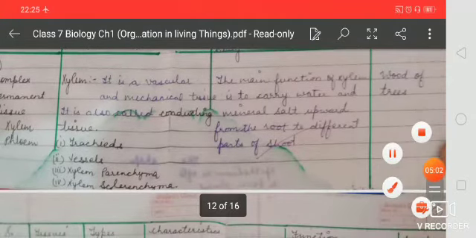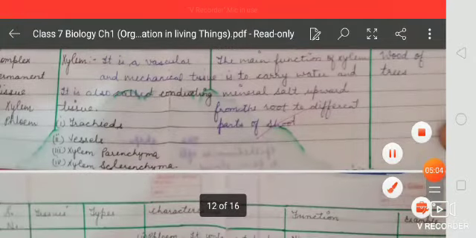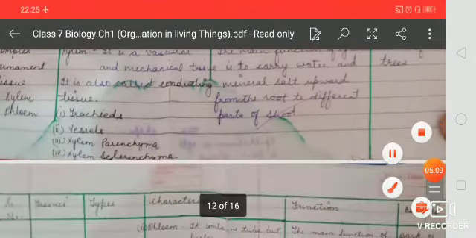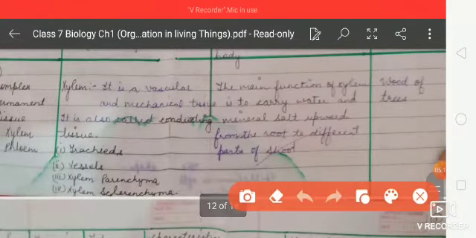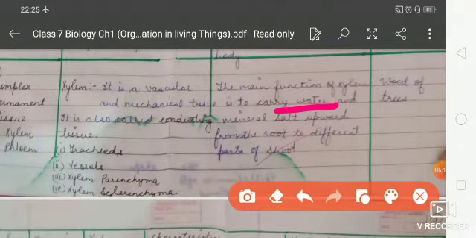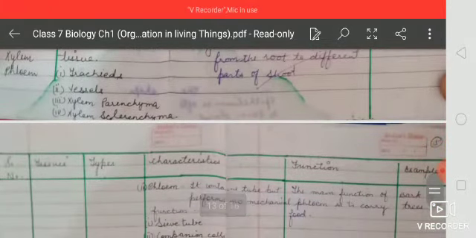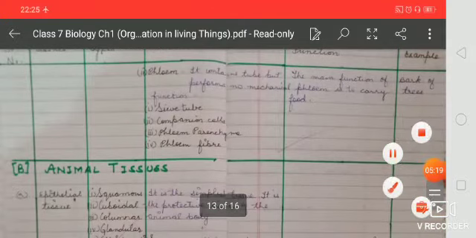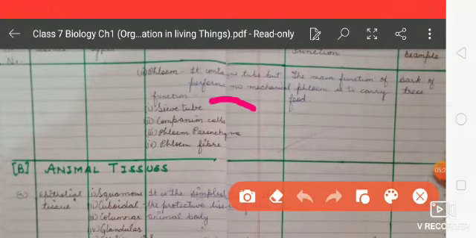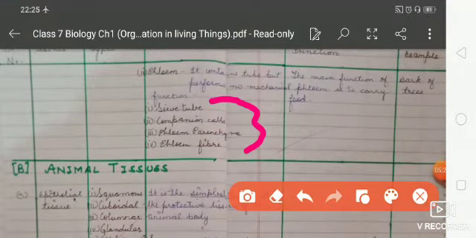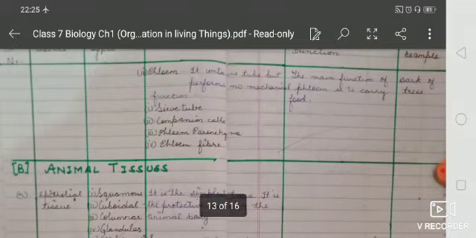Xylem is further divided into tracheids, vessels, xylem parenchyma and xylem sclerenchyma. They transport water from root hair to stem for photosynthesis. And phloem is also divided into sieve tube, companion cells, phloem parenchyma and phloem fibers. The main function of phloem is to carry prepared food. It is found in the bark of trees.